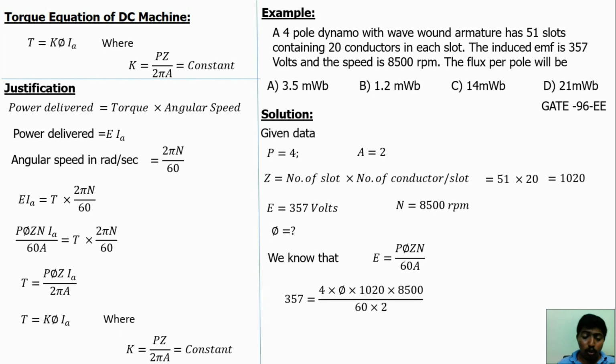So E is equal to 357, the number of poles P is equal to 4, we need the phi value, Z value 1020, N value 8500 rpm, 60 into the number of parallel paths A is equal to 2. Just simplify this equation, we will get the answer phi is equal to 1.2 milli Weber. So option B is correct.